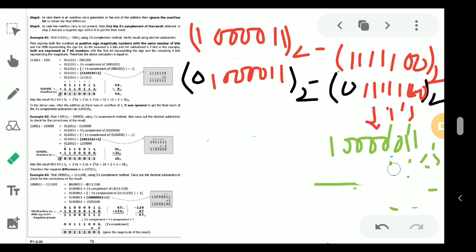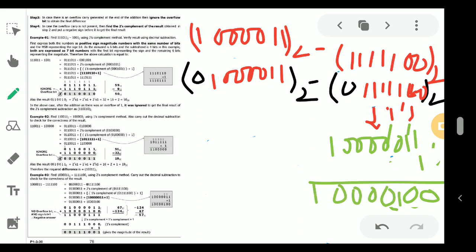I'm erasing this, it is not able to be understood properly. So here I am putting the 1. 1 plus 1 is 0, carry 1. 1 plus 1 is 0, carry 1. Then 1, and here it is 0, 0, 0, 0, 1. So this is the 2's complement of the second number. And then what you have to do? We have to just add the numbers.